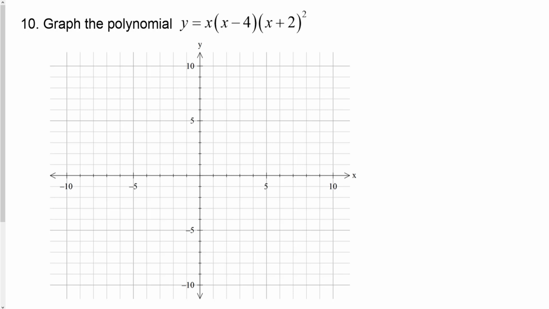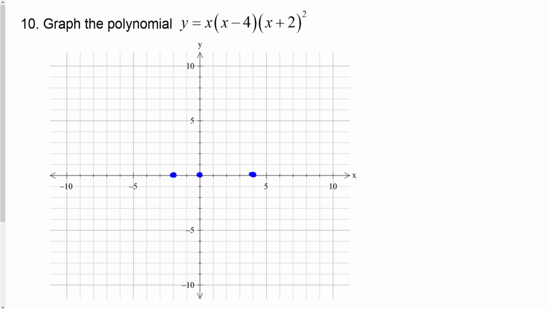Number 10. Graph the polynomial y equals x times the quantity x minus 4 times the quantity x plus 2 squared. So we're basically doing the same thing, but sort of in reverse. So we take the factors and we express them as zeros. So x gives me a 0 of 0. X minus 4 gives me a 0 of positive 4. X plus 2 gives me a 0 of negative 2. So there's 3 points where my graph has to pass through.